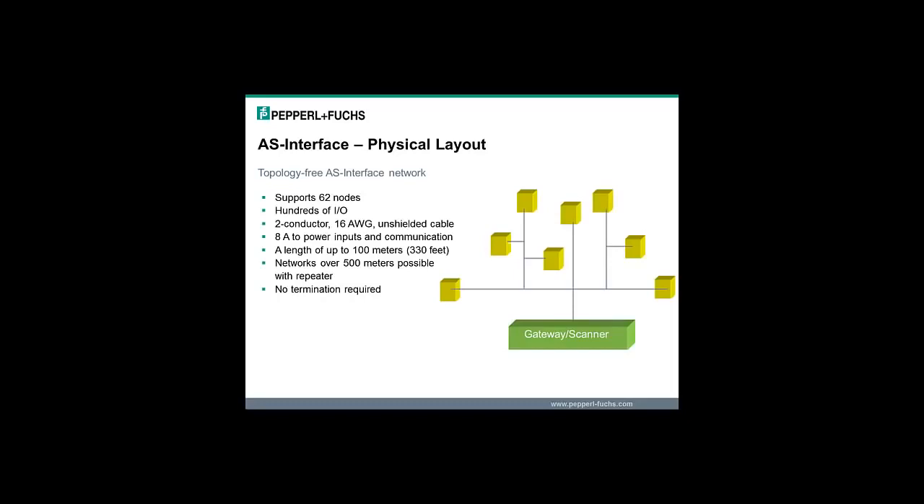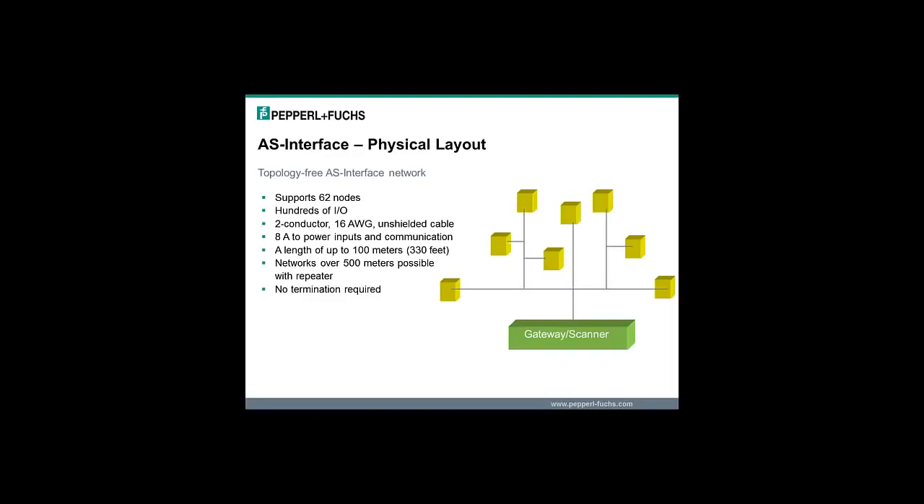A single AS interface network can handle up to 62 field or enclosure-mounted I/O modules. This number of modules results in hundreds of possible I/O points on a simple 2-conductor, 16-gauge, unshielded cable. The most commonly used cable is the famous AS interface yellow flat cable. This cable is the basis of the easy, reliable piercing technology that contributes significantly to the flexibility of AS interface. With a current capacity up to 8 amps, the cable is used to power modules and carry the communication signal.